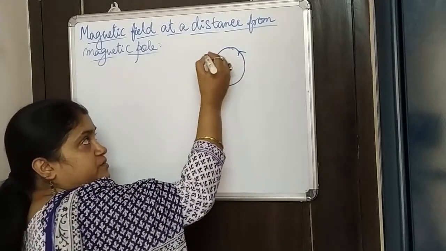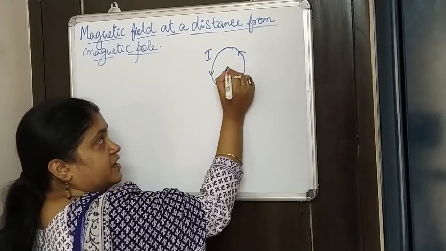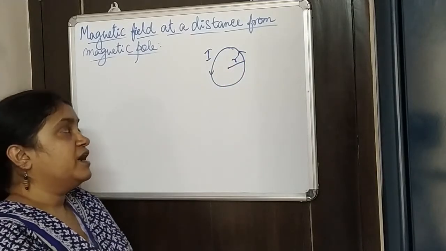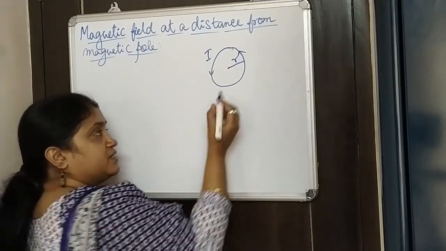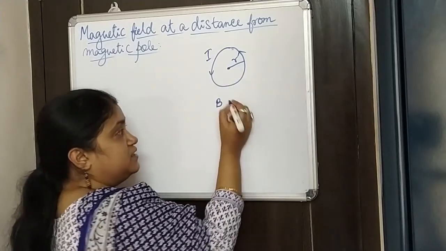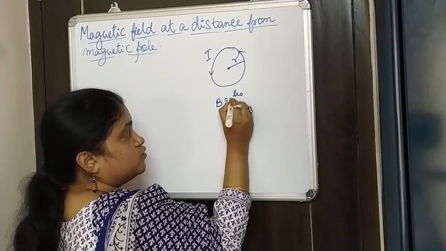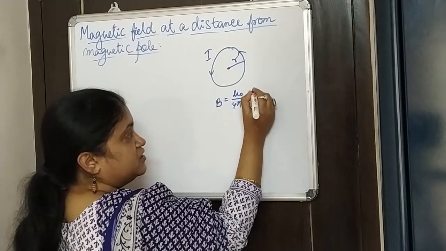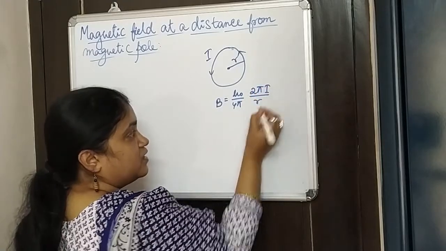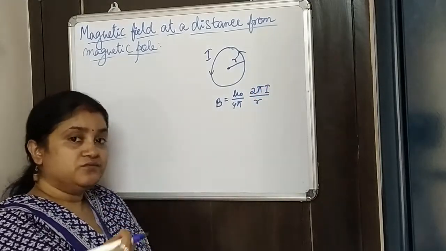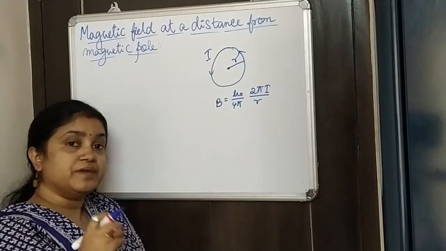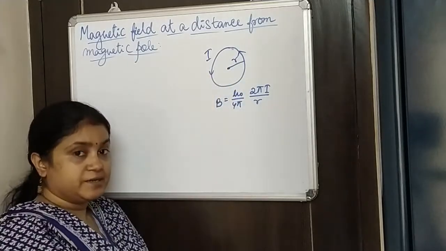Suppose this current loop is carrying a current I and it has a radius R, and we already know that at its center there will be a magnetic field B, which is mu naught by 4 pi into 2 pi I by R. So this is already known: the magnetic field at the center of this current loop due to this current.